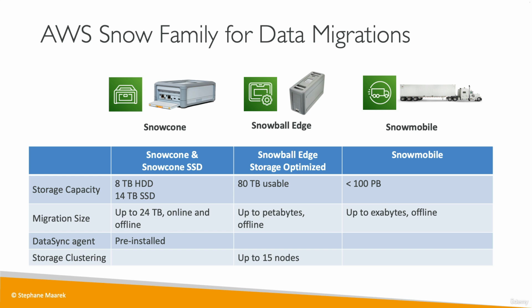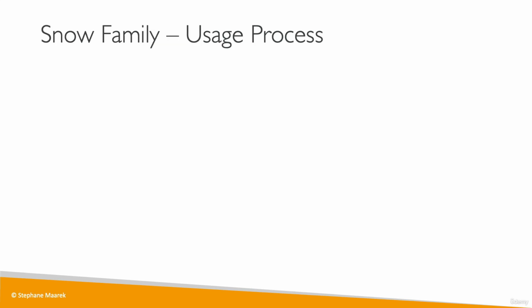Data Sync agent is pre-installed on a Snowcone because you can plug it to a network and have Data Sync send the data over the network to AWS as well. And for Snowball Edge, you can do storage clustering, so you can put up to 15 Snowball Edges together to increase the storage size.